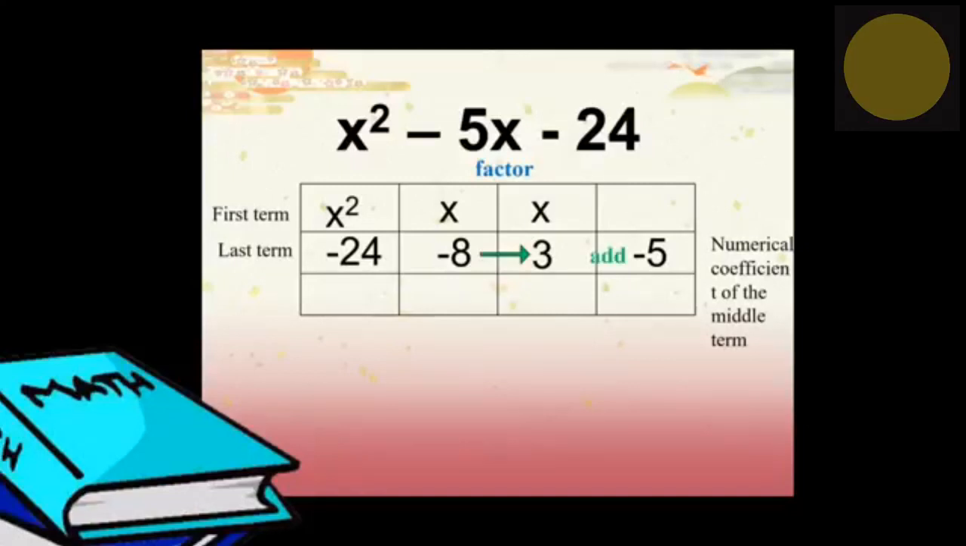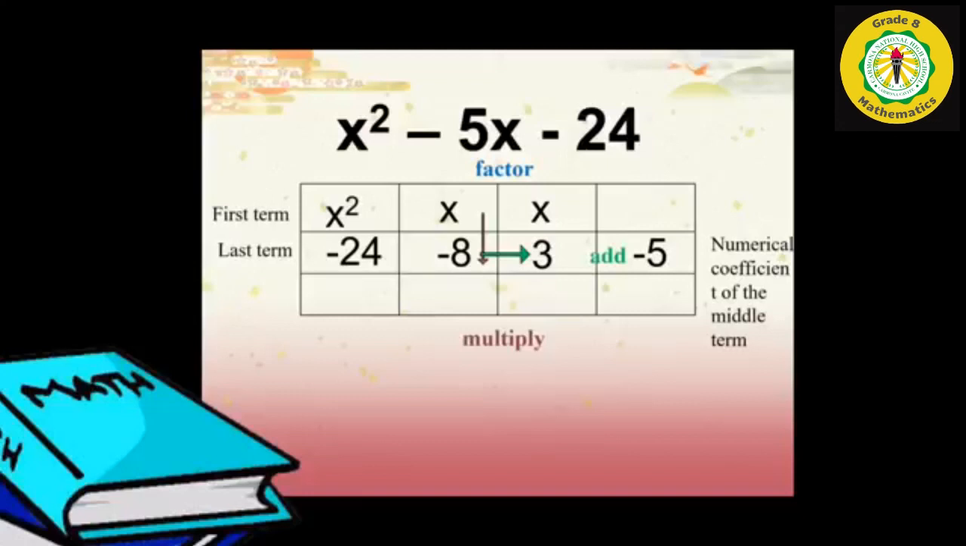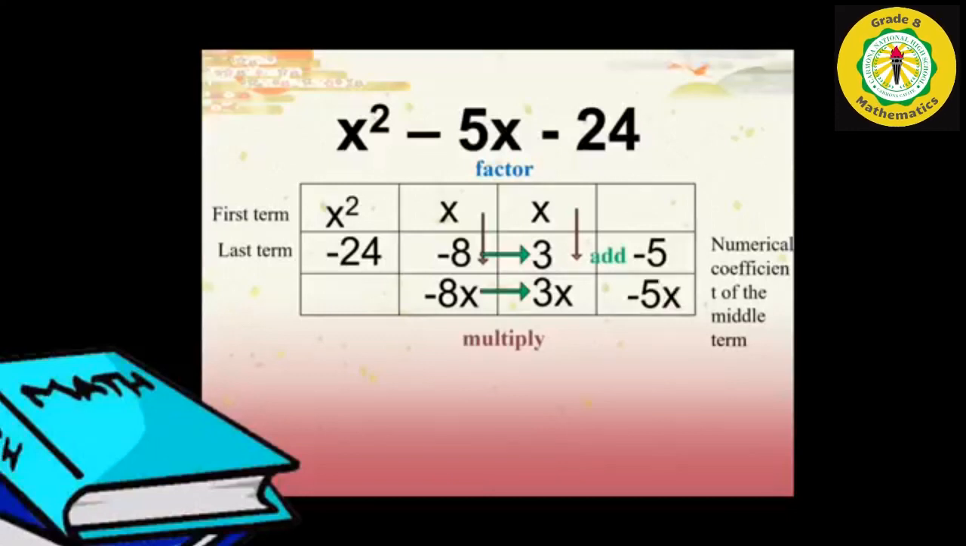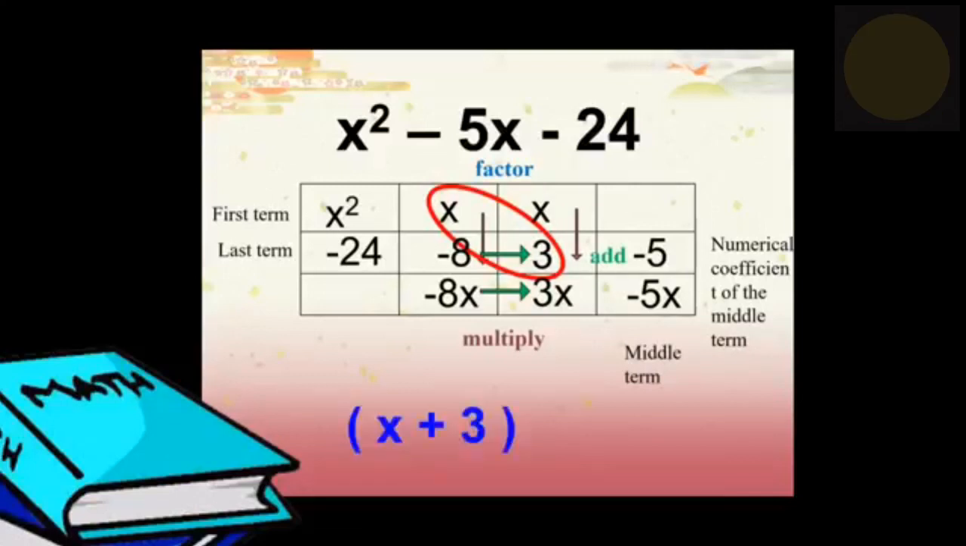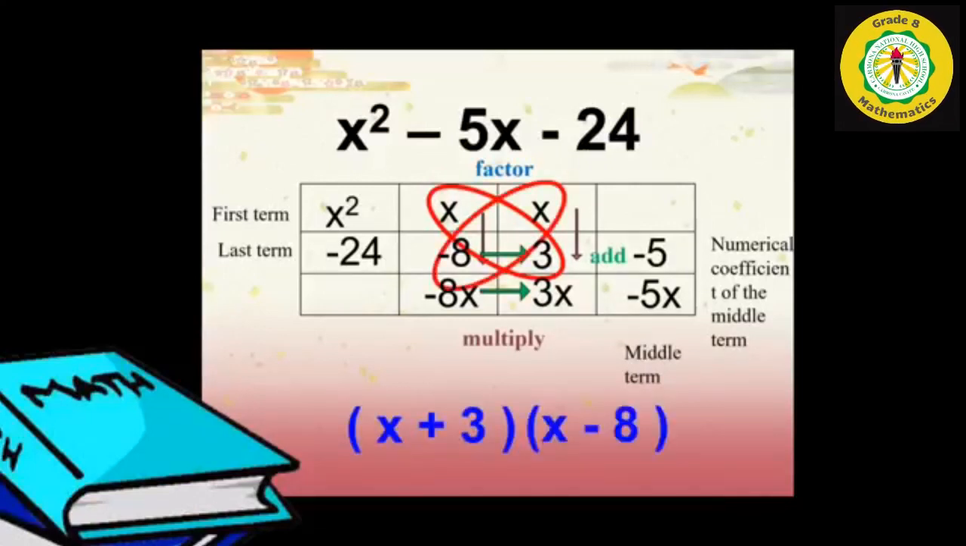Then we need to multiply the first term by the two factors. X times negative 8 is equal to negative 8x, and x times 3 is equal to 3x. If we simplify negative 8x plus 3x, the answer is negative 5x, which is our middle term. Now, write each factor in the pair as the last term of the binomial factor. So we have the quantity of x plus 3 and the quantity of x minus 8.